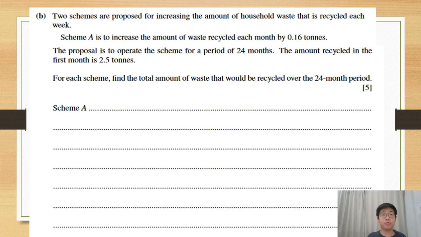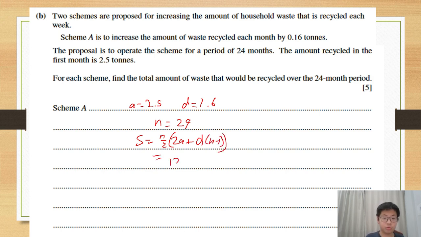Two schemes are proposed for increasing the amount of household waste that is recycled each week. Great. So scheme A is an arithmetic sequence. So A equals 2.5, D equals 0.16. Then 24 months, so you have N equals 24. So S equals N over 2 times 2A plus D times N minus 1, equals 12 times (5 plus 23 times 0.16), equals 104 tons.